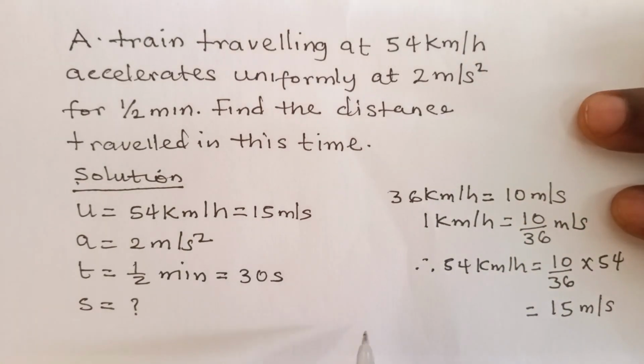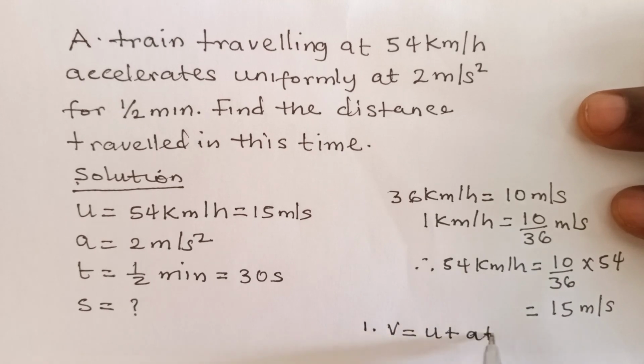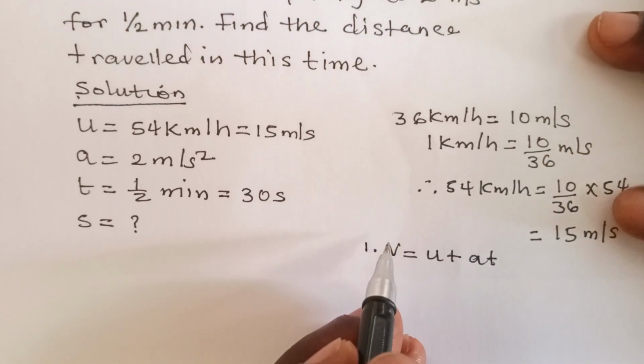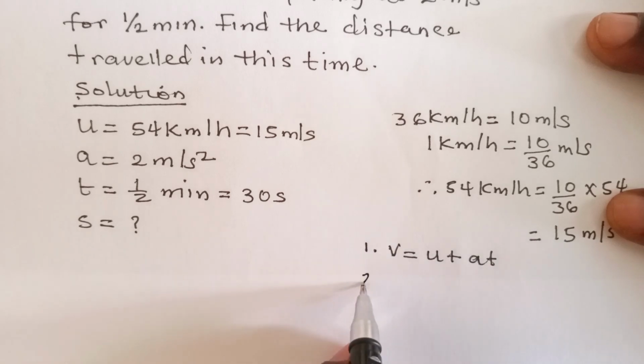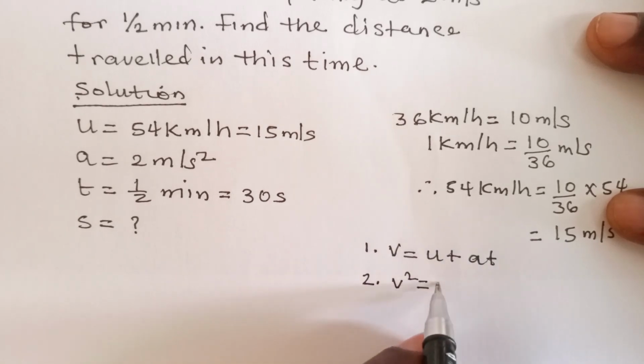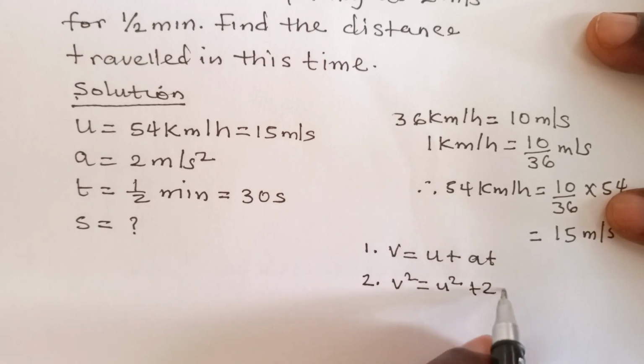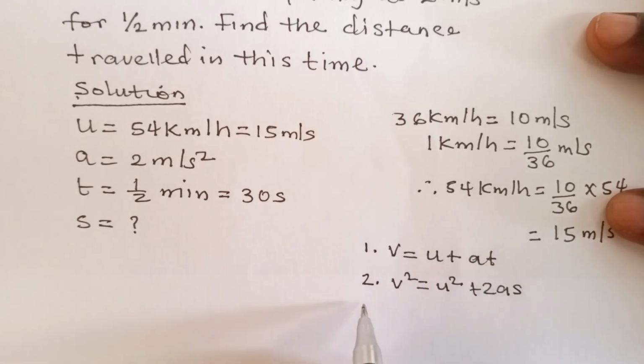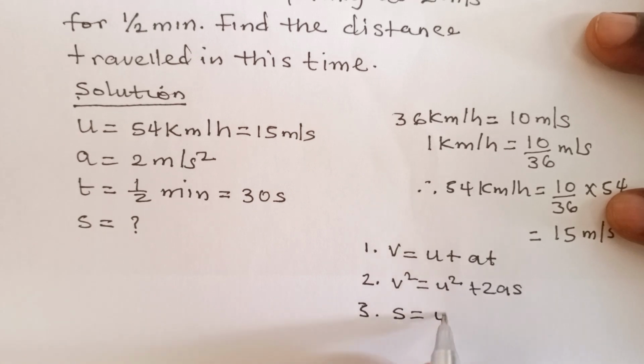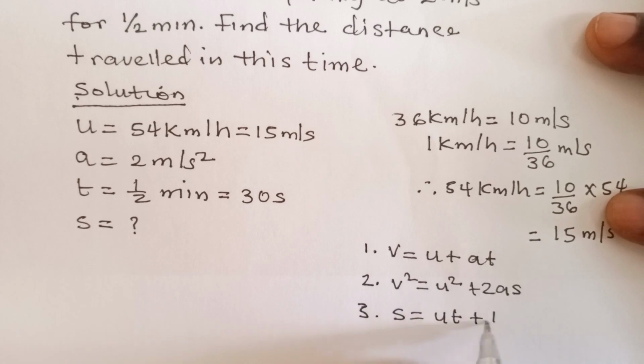Now we have three equations of linear motion. Let me list them out here again for us to look at. The first one: v equals u plus at. The second one: v squared equals u squared plus 2as. Well, the third one, that's number 3: s equals ut plus half at squared.